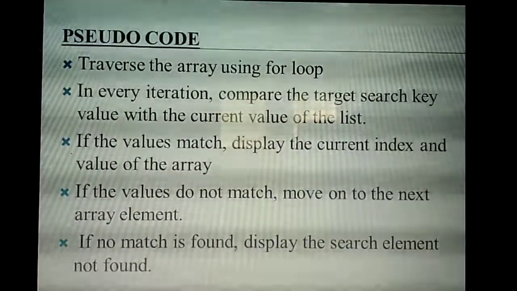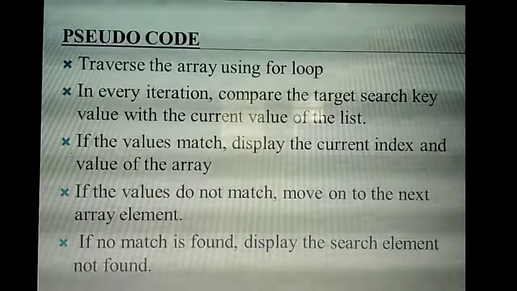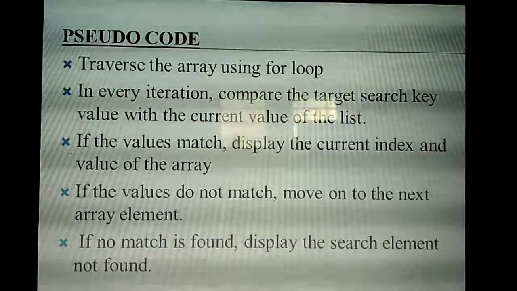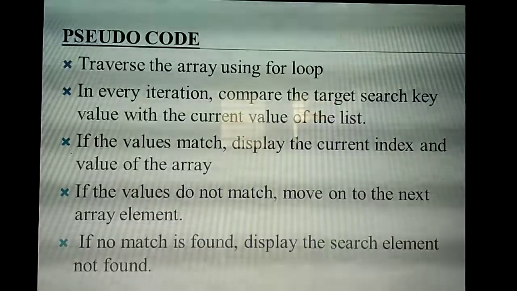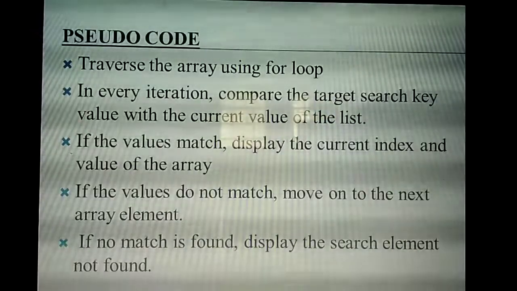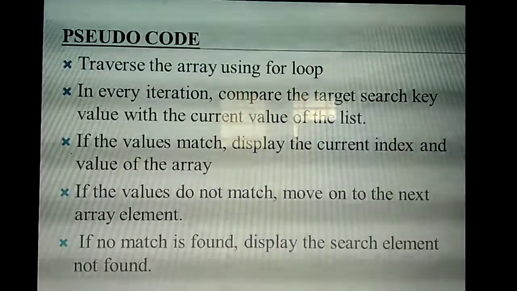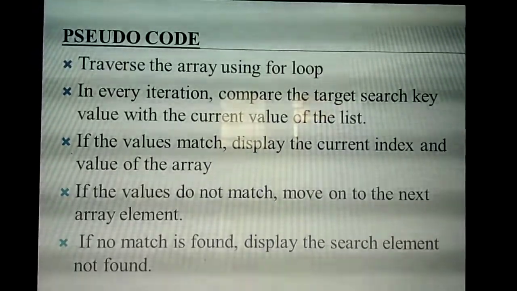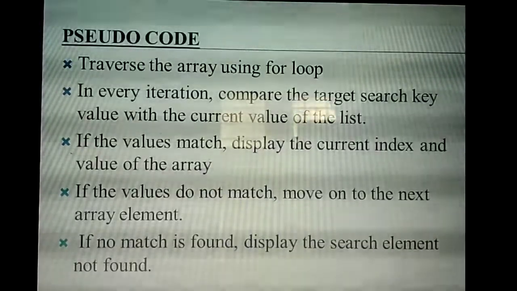Understand? Pseudocode is nothing but just like an algorithm or procedure. What's the first step you will write? First step, put the heading of that particular algorithm. Then the next step is to write the pseudocode or algorithm. Pseudocode means nothing but the procedure of what you are going to do in that particular algorithm. What's the first step? Traverse the array using a for loop.